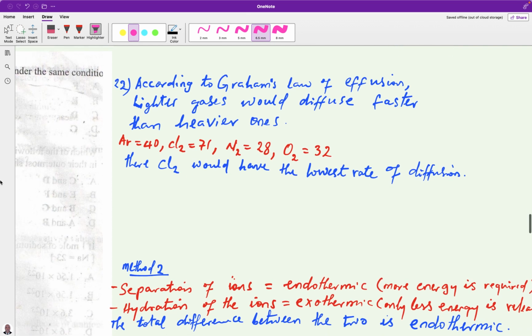Okay, for instance, argon is 40. It has a molecular weight of 40. Chlorine is diatomic, so it's 35.5 times 2, which is 71. Nitrogen is diatomic, so it's 14 times 2, which is 28. Oxygen is diatomic, which is 16 times 2, which is 32. If we compare the molecular weights of all these gases, you will see that chlorine is the heaviest one.